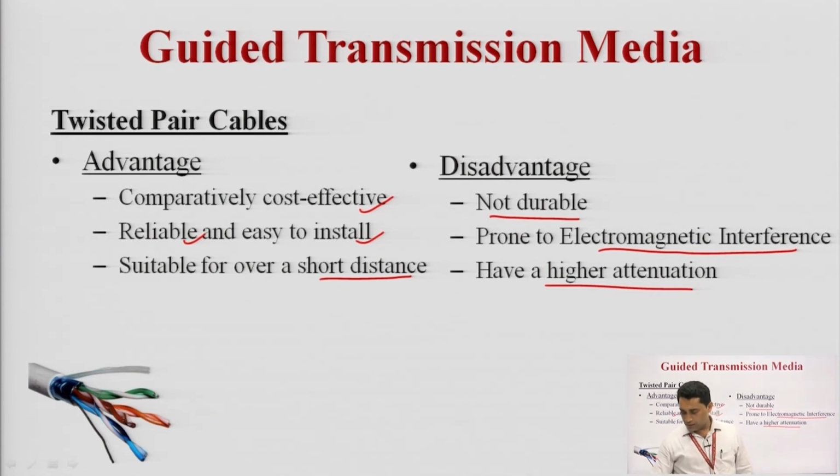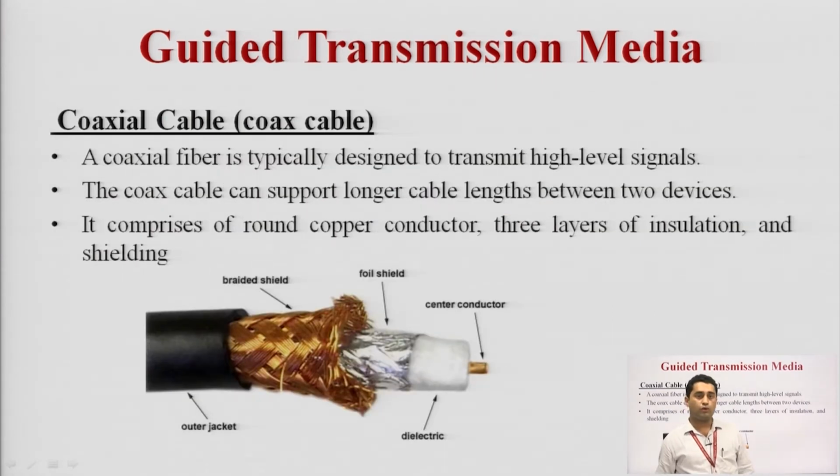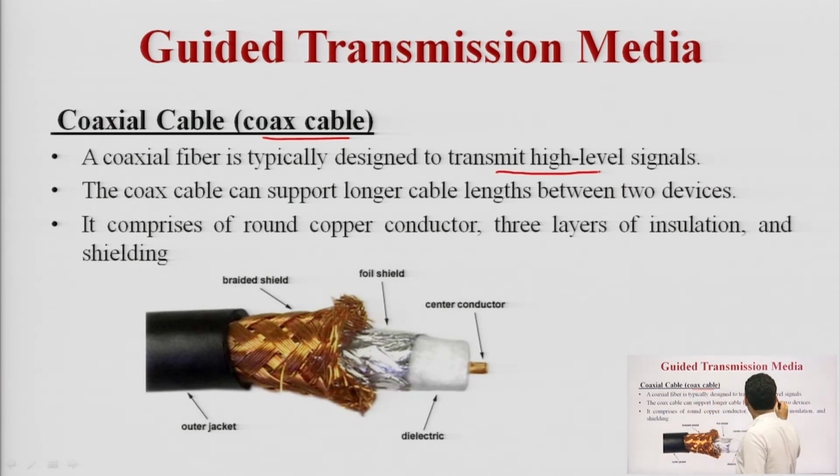Another category, again well known, is used for the transfer of data. In most homes, with the television set, you will see this type of coaxial cable. This is also known as coax cable, so you might see the terminology coax. Coaxial cable is typically designed for the transmission of high level signals. Suppose we are talking about dish TVs. In these dish TVs right now we are using the coaxial cable.